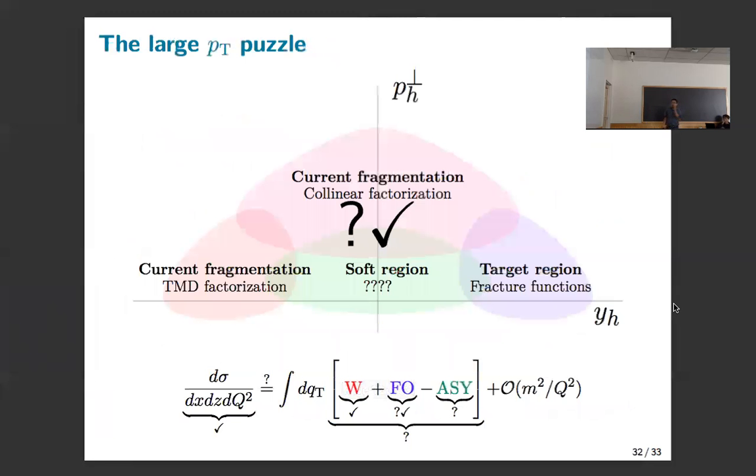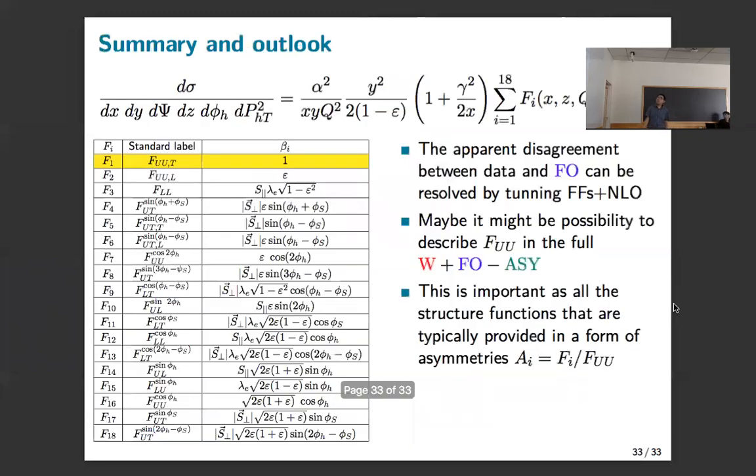So I'm not going to say that I have a perfect check mark, but at least it's somewhere in between a question mark and a check mark. And so we are going in that direction and trying to fulfill this scheme of whether the W plus Y and the QT integral can be realized in nature.